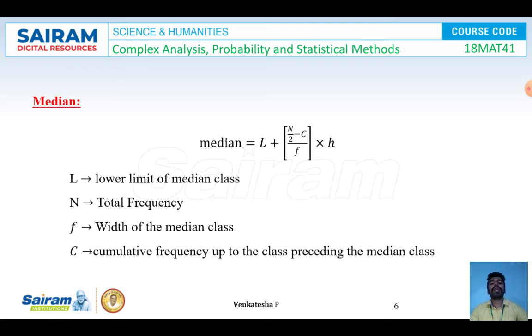Median. Median is equal to capital L plus capital N divided by 2 minus c whole divided by small f into h, where L is nothing but lower limit of median class, capital N is called total frequency, small f is called frequency of the median class, h is called width of median class, c is called cumulative frequency up to the class preceding the median class.